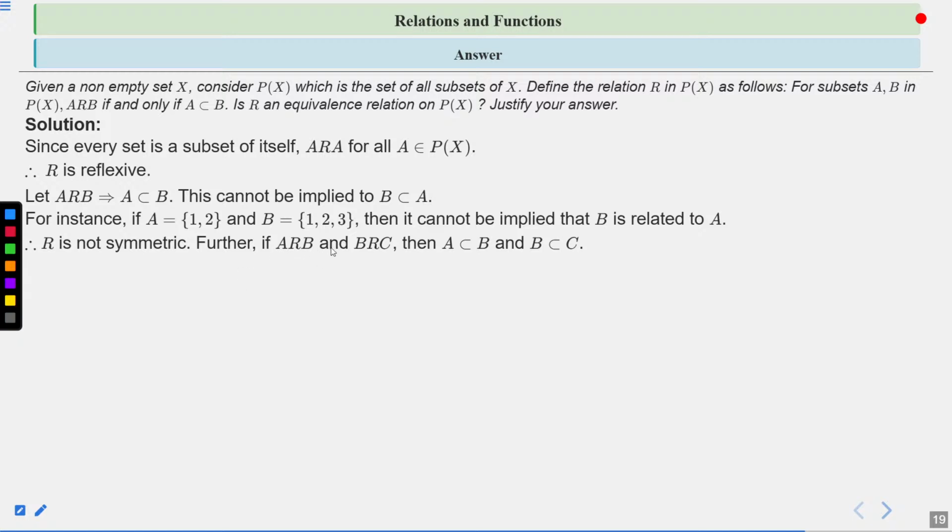Further, if A is related to B and B is related to C, then A must be a subset of B and B must be a subset of C. If A is related to B, that means A is a subset of B, and B related to C means B is a subset of C, right?